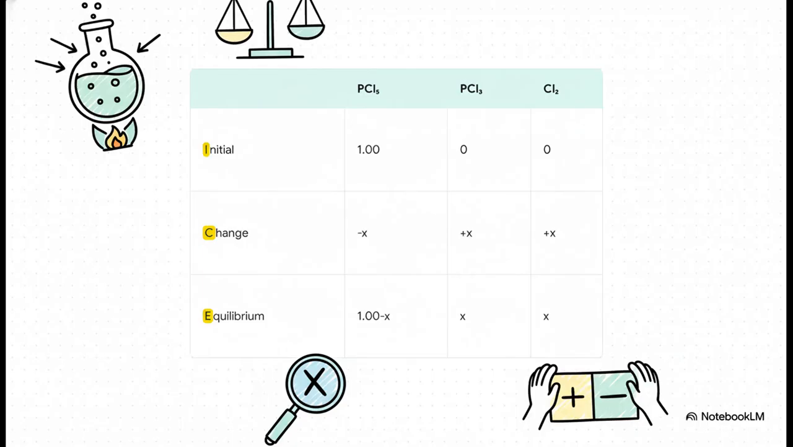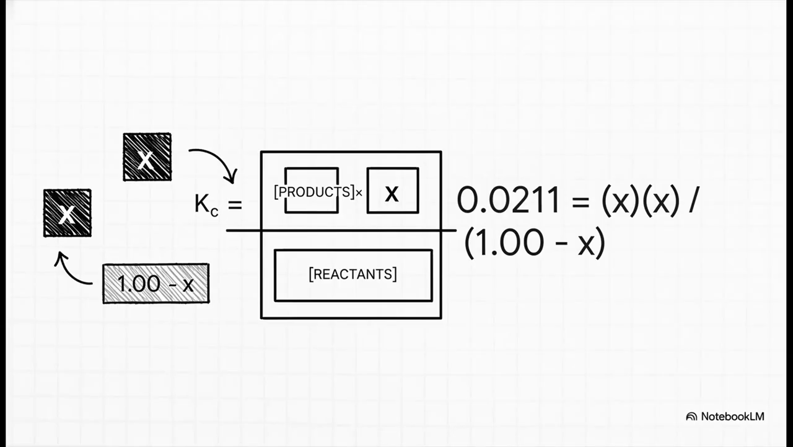First things first, we build our ICE table. For the initial row, it's easy. We have 1.00 of our reactant, and, well, we haven't made anything yet, so the products are 0 and 0. For the change row, the reactant goes down by X, and each product pops up by X. It's all very logical.